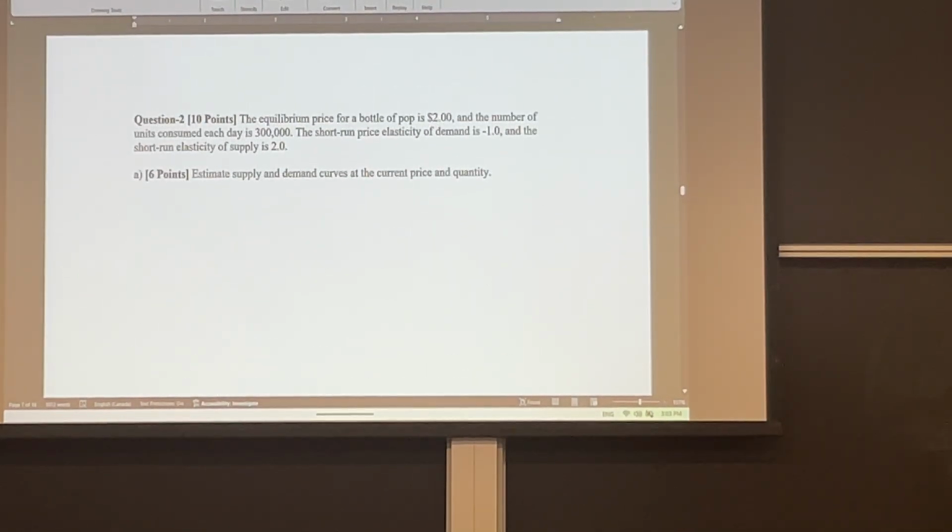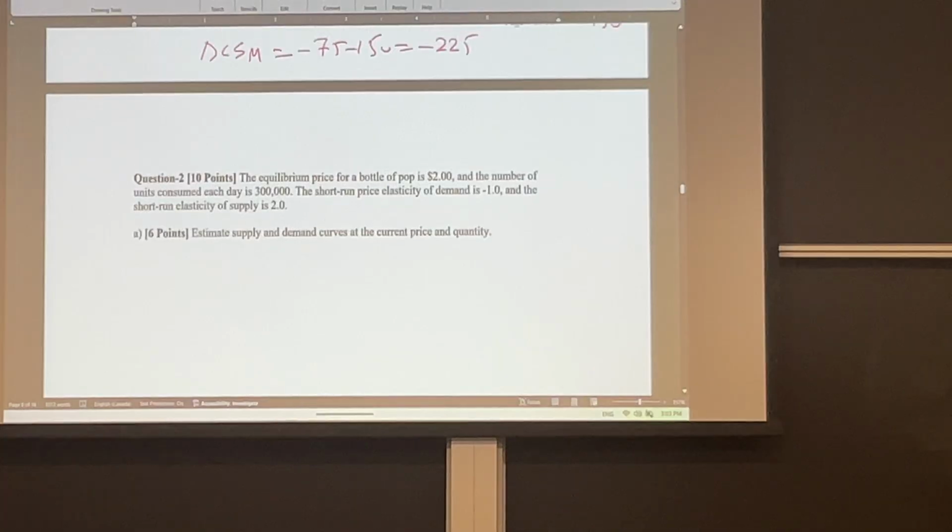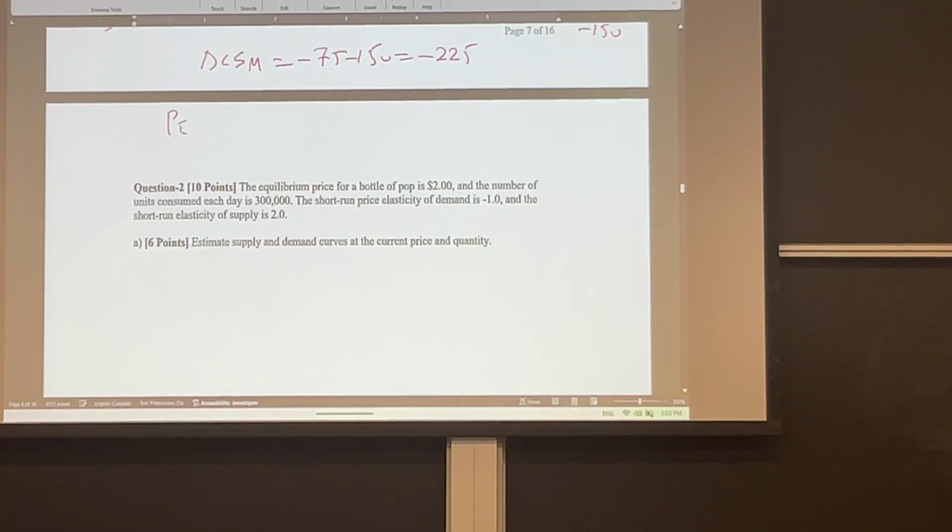Next one is lecture number 1, which is finding demand and supply and doing demand and supply analysis for given numbers. Here we have the price at 2 in equilibrium, the quantity at 300,000 in equilibrium. The elasticity of demand is minus 1. That for the supply is 2.